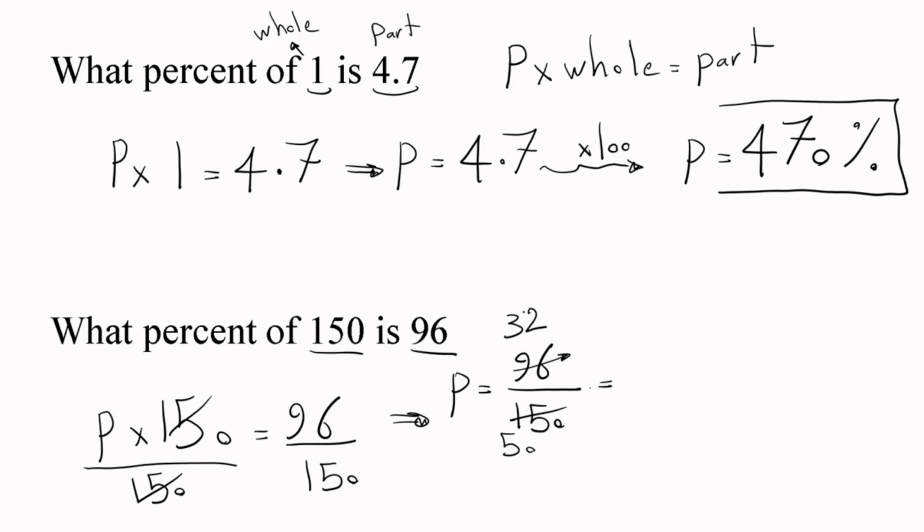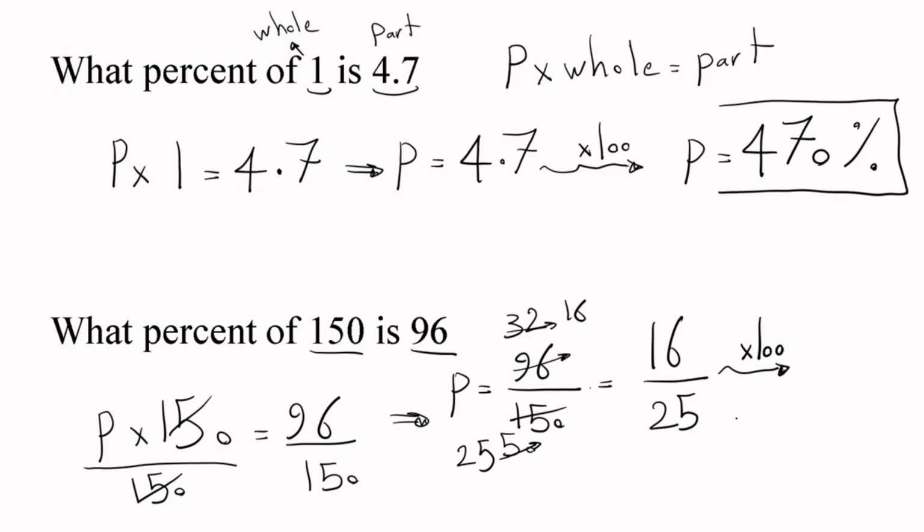Can I simplify it more? Yes, I can divide both of them by 2. This one is going to be 16, and this one is going to be 25. So 16 over 25. Should I leave it like this? No, this is a number, not a percent, okay? It means it is a number. I need to convert it to percent. What should I do? At the end, I must multiply it by 100 to convert it to percentage.